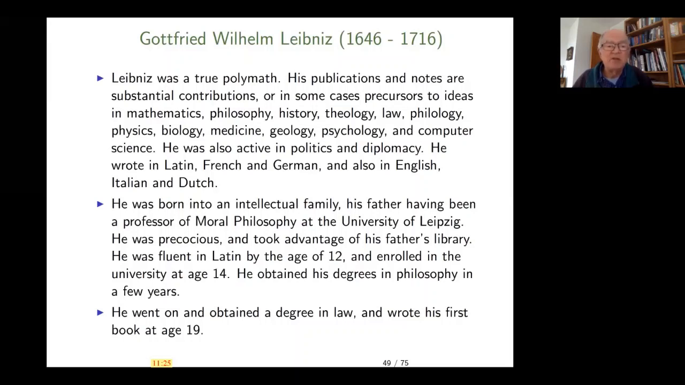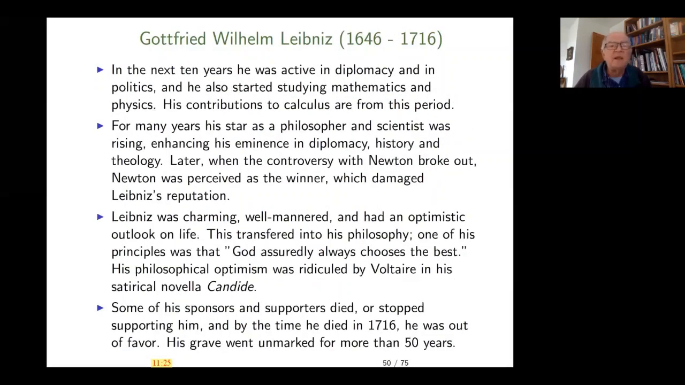He was fluent in several languages. He wasn't rich. He was from an intellectual family, his father having been a professor of philosophy in Leipzig. But he was precocious, and he started developing very early, obtaining a degree in law at age 19. In the next few years, he needed to be active in some practical field, particularly in diplomacy, because he needed something to live on. And on the side, he studied mathematics and physics. His contributions to calculus are from this period.